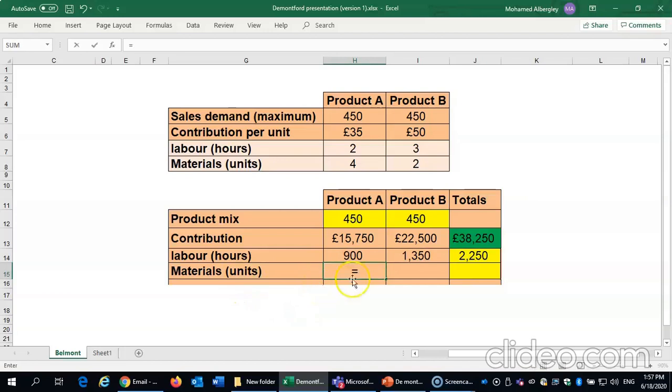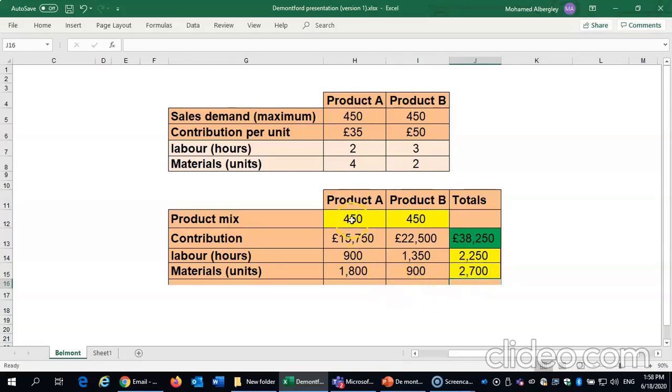We'll do the same thing regarding direct materials. For A, we need to produce 450 and each unit would require 4 units of direct materials. And for B, we need to produce 450 and each unit will require 2 units of direct materials. This will give us a total of, add them together, 2,700.